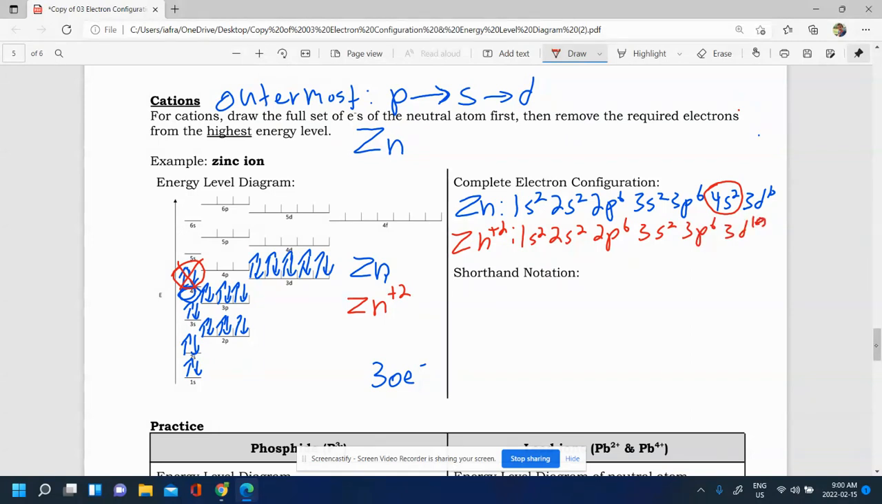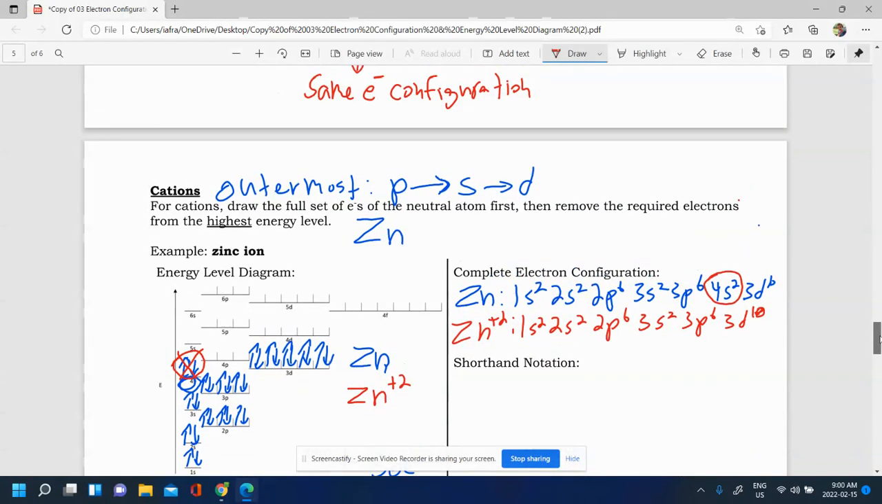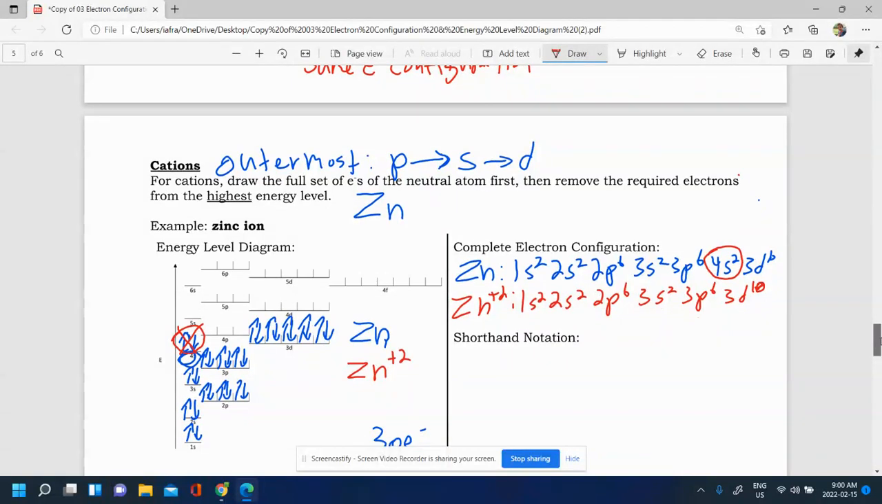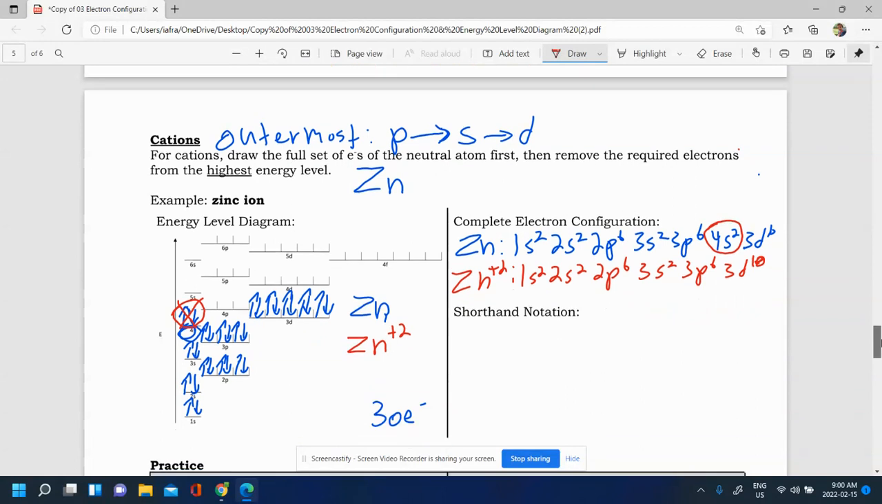And what you'll probably notice is that we didn't write 4s0. We don't do that. When we have 4s2 removed, we just don't write it in at all. So that's our zinc +2.